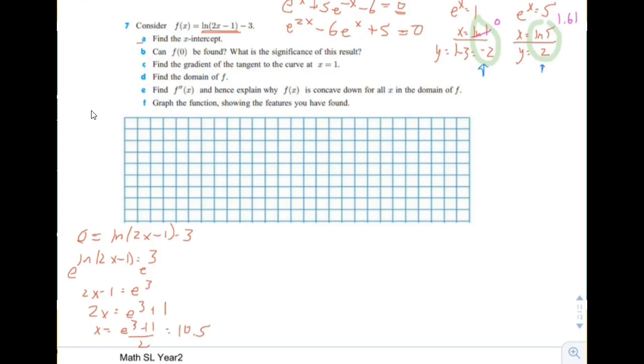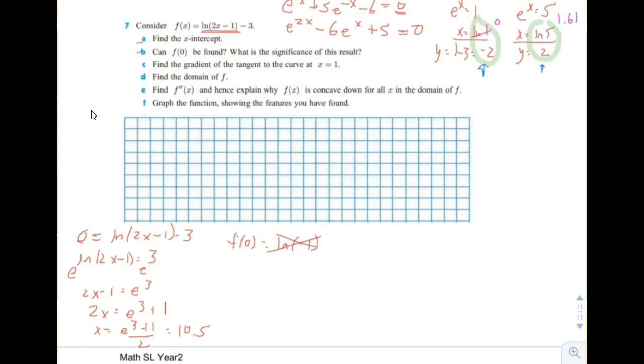Can f of 0 be found? What is the significance of this result? F of 0 cannot be found. And the reason why is if you put x equals 0 into the natural log, you're going to get a natural log of negative 1. And you can stop right there because negative numbers don't have natural logs. Okay? So it doesn't exist.